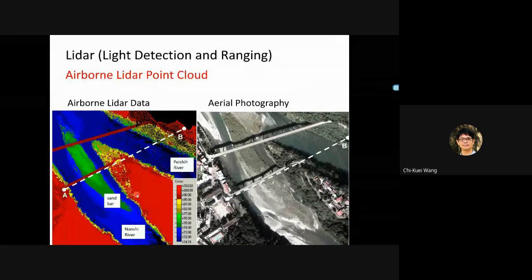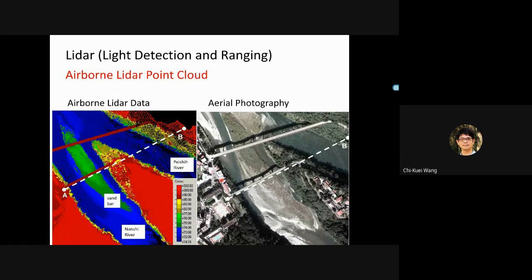Here I give you one more example. On the right-hand side, I think it's very clear. You see two rivers. One river is here, and the other river is here. This river is full of water. This river is relatively dry, so it has this channel. And you see two bridges. One bridge is here, the other bridge is here. And you also see buildings.